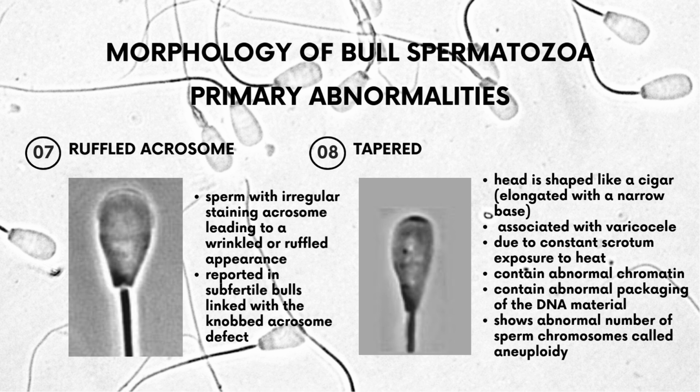Tapered sperm head. Tapered head sperm are sperm with cigar-shaped heads, characterized by an elongated structure with a narrow base. This condition indicates the presence of varicocele. This can be associated with constant exposure of the scrotum to high-temperature locations. These tapered head sperm often contain abnormal chromatin or packaging of the paternal DNA genetic material. Abnormal number of sperm chromosomes called aneuploidy has been shown in tapered head sperm.